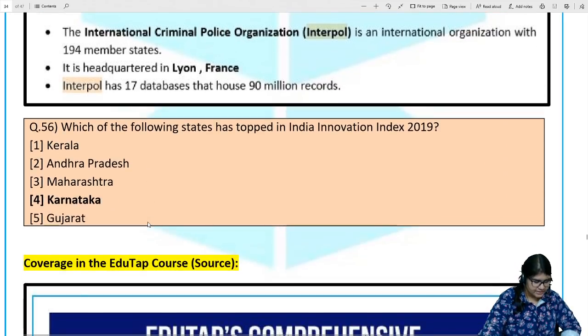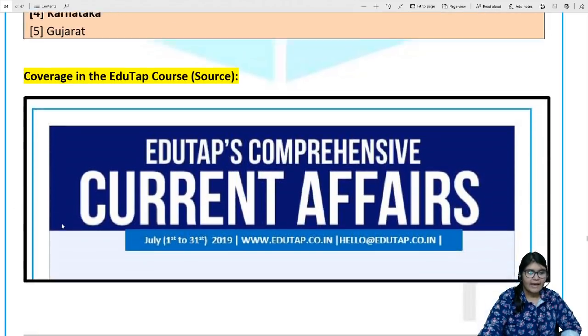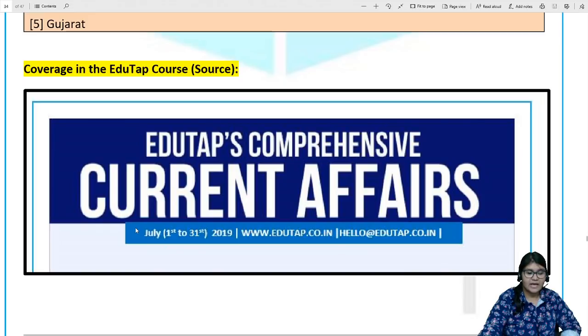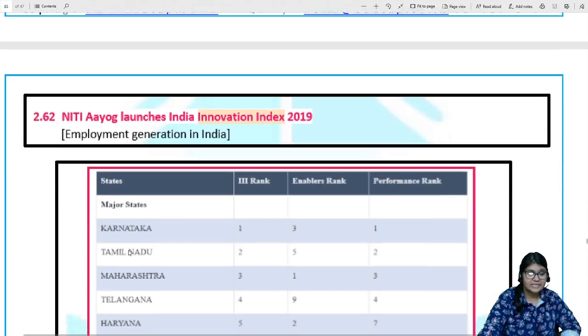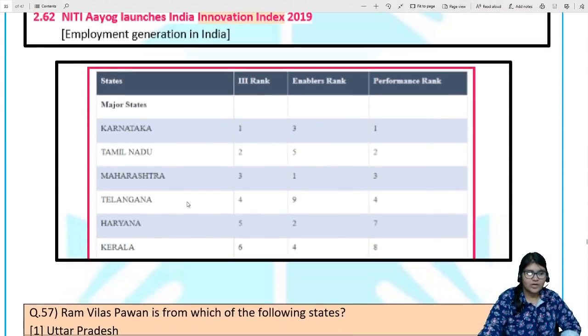Moving forward, guys, which of the following states has topped in India Innovation Index 2019? It was Karnataka. And here again, this news was there in the month of July, which was again covered in our magazine in the form of this news that you can see on your screens. So here is a tabular column that was clearly given. So here you can see Karnataka taking the first spot.